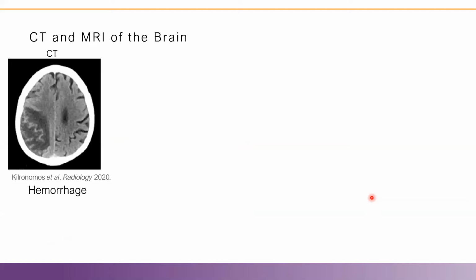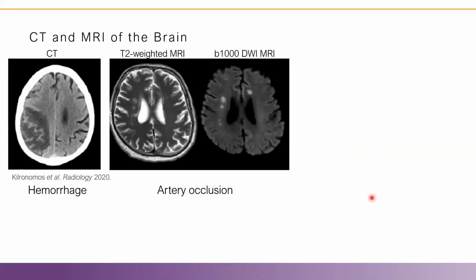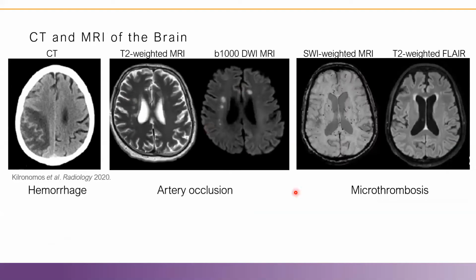CT has also been used to show a brain bleed. T2 weighted and diffusion weighted images here show these lesions in the brain that are indicative of artery occlusion, and this is all from the same study. To note, in another patient, susceptibility weighted imaging showed multiple susceptibility abnormalities, which were actually normal regions on a T2 weighted image.